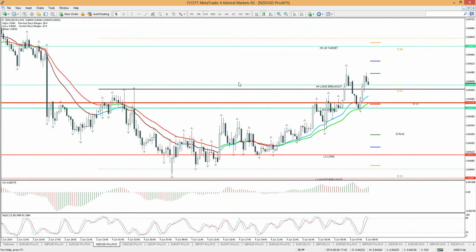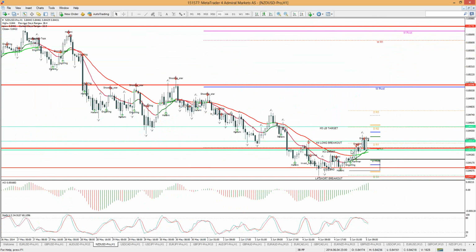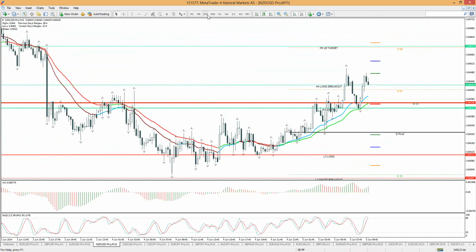Kiwi. Same story as the Aussie, actually. It has bullish moving averages. It has a lot of space up to the weekly pivot. It is still above the daily. So that's space to the upside. Broke daily R1, so next target will be that R2 and the confluence at H5.